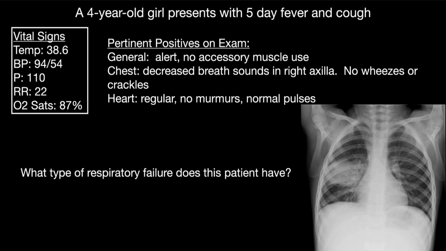So what type of respiratory failure does this patient have? This patient does not have respiratory failure. How do I know? Because she doesn't look like she has respiratory failure, and you know it when you see it. I don't need a blood gas to tell me whether she has or does not have respiratory failure. She's got pneumonia with a little hypoxemia, and I can get her better with a nasal cannula.